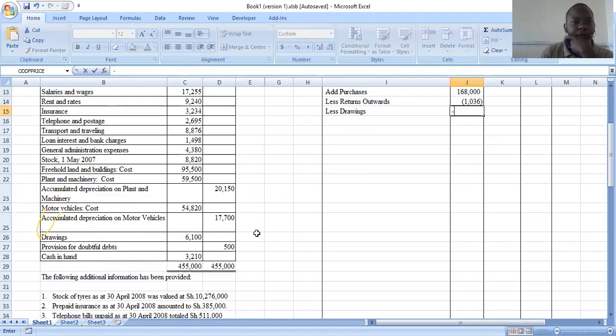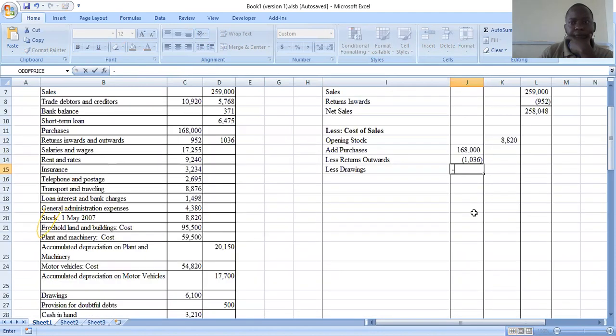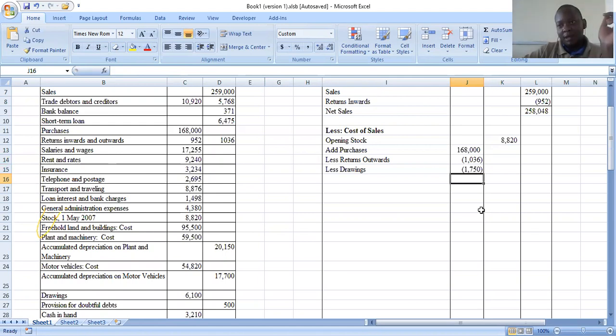Drawings affect the balance sheet, where we are going. So these drawings we will also take to the balance sheet. Keep that in mind. Once you get the balance sheet, these drawings will have to be there. In case I forget, remind me.